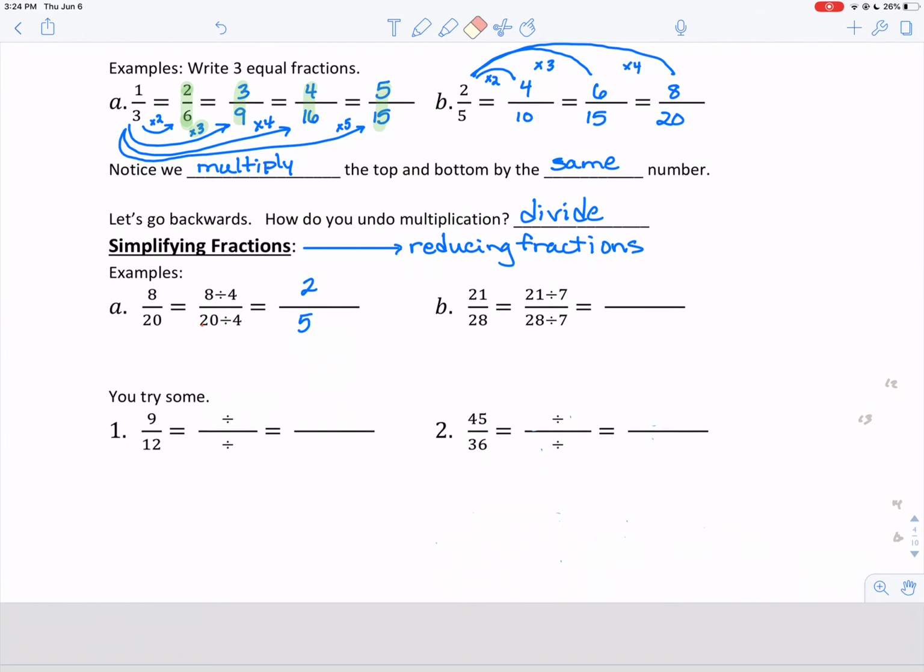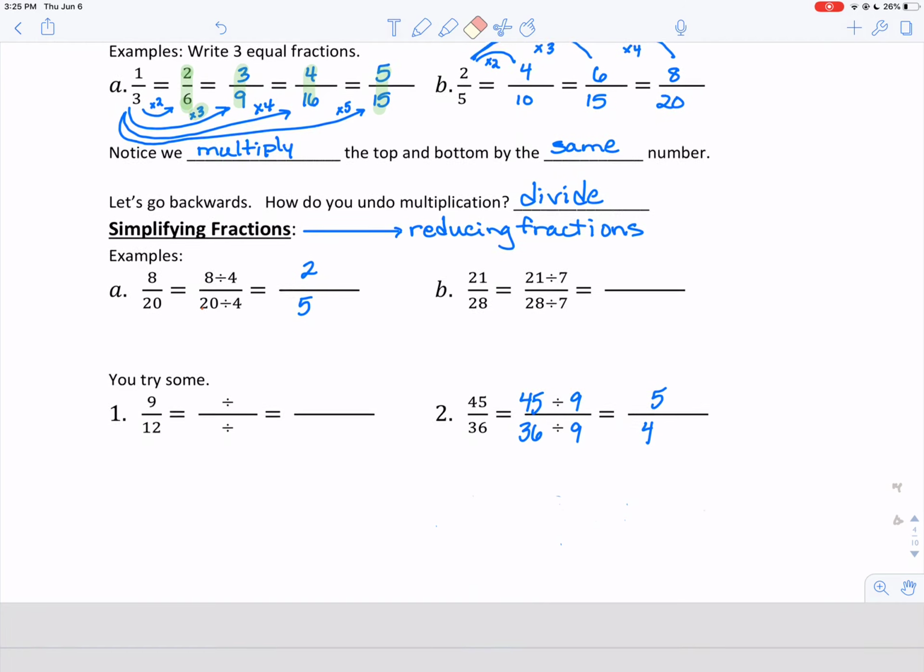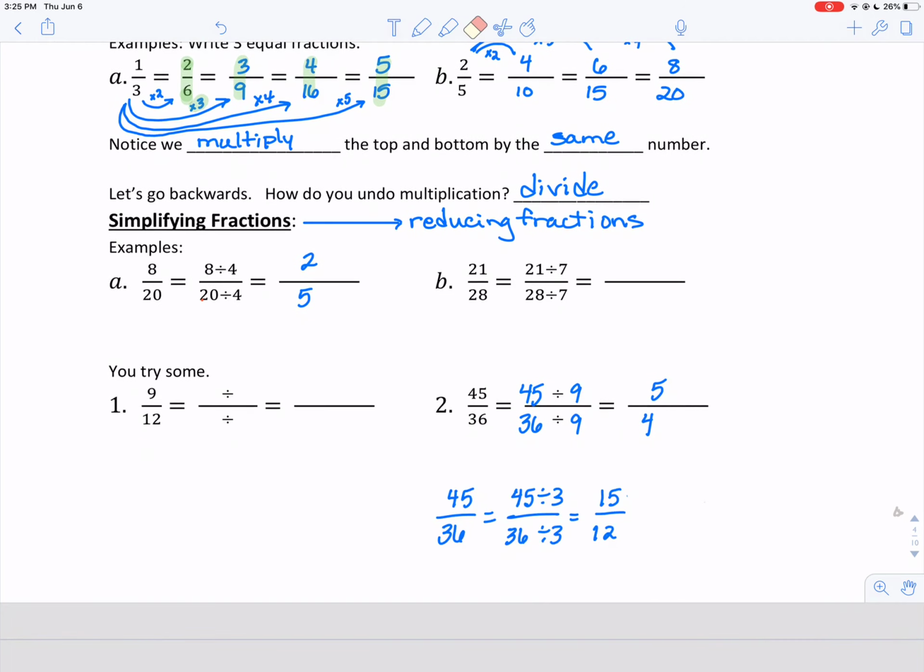Let's do one more problem. 45 divided by 36. I'm going to divide the top and the bottom by 9. So I'm going to get 5/4. Now you may not realize that 9 goes into both 45 and 36. But you might realize that 3 goes into both of them because we've done divisibility rules.